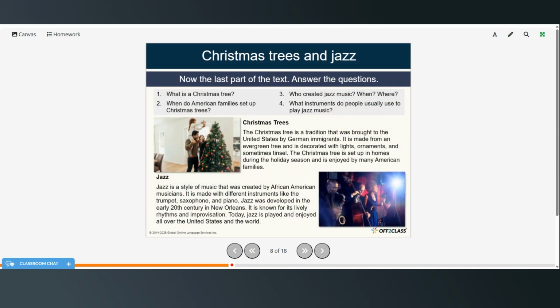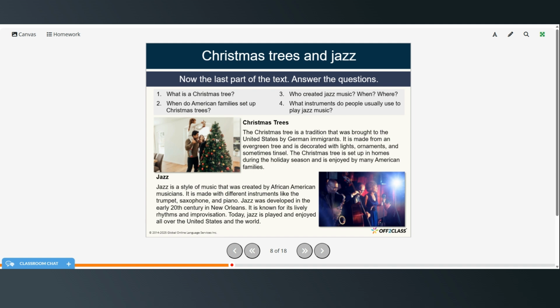All right, now think about what is a Christmas tree? When do American families set up Christmas trees? Who created jazz music and where? And what instruments do people usually use to play jazz music? The Christmas tree is a tradition that was brought to the United States by German immigrants. It is made from an evergreen tree and is decorated with lights, ornaments, and sometimes tinsel. The Christmas tree is set up in homes during the holiday season and is enjoyed by many American families.